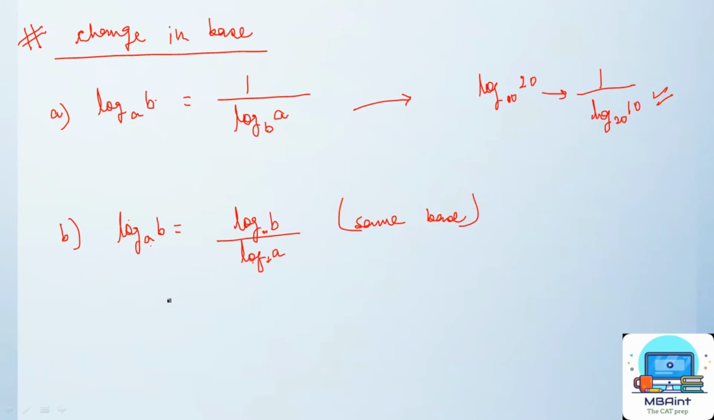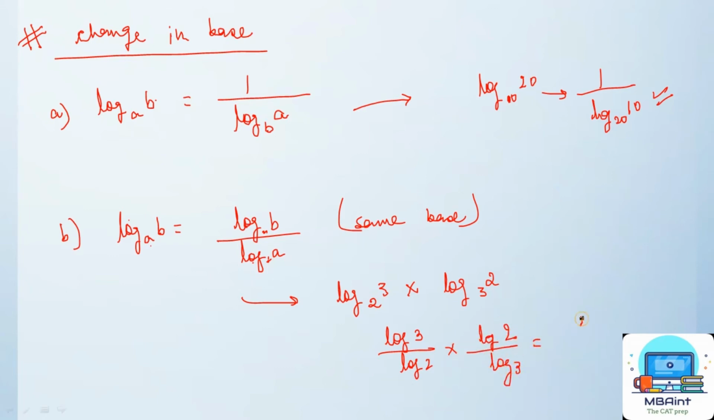Now again, for an example, let's say log base 2 with value 3, multiplied by log base 3 with value 2. How are you going to solve it? I can write the first as log 3 upon log 2, and the second as log 2 upon log 3. They will cancel each other and I have the answer as 1. A very simple property, but it can be very handy when you solve problems.